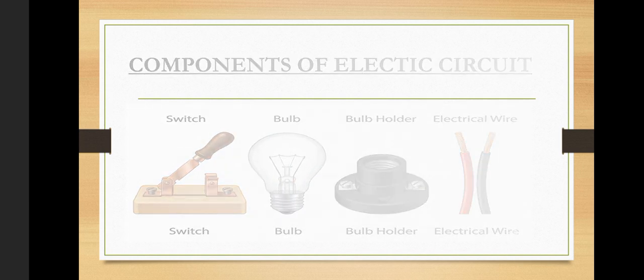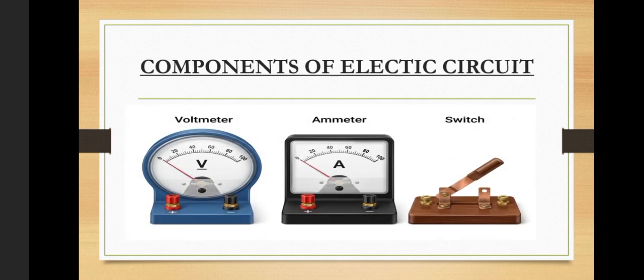Apart from those, we still have another group of the components of an electric circuit. There is one here that you are calling the voltmeter. The voltmeter, you will identify it with the presence of capital letter V at the center of it. Then the second one is ammeter. An ammeter, you will identify it with the presence of capital letter A within it. And number 3, we have a switch.